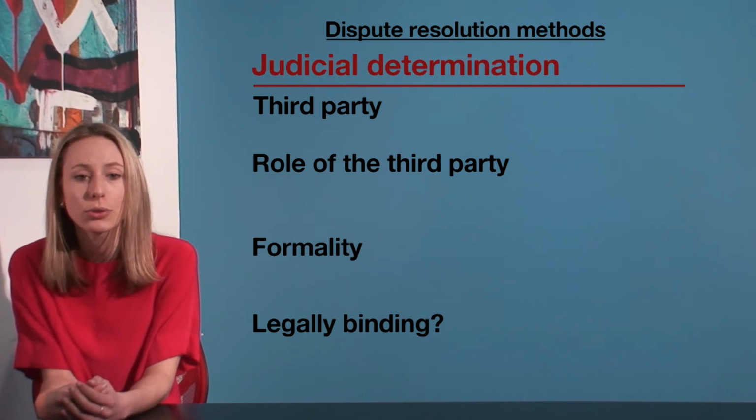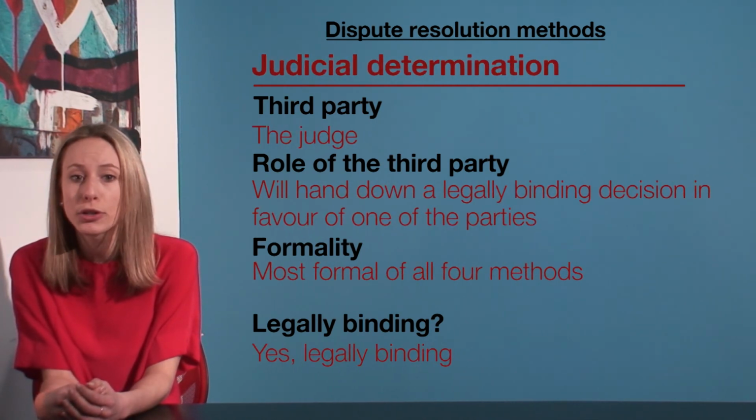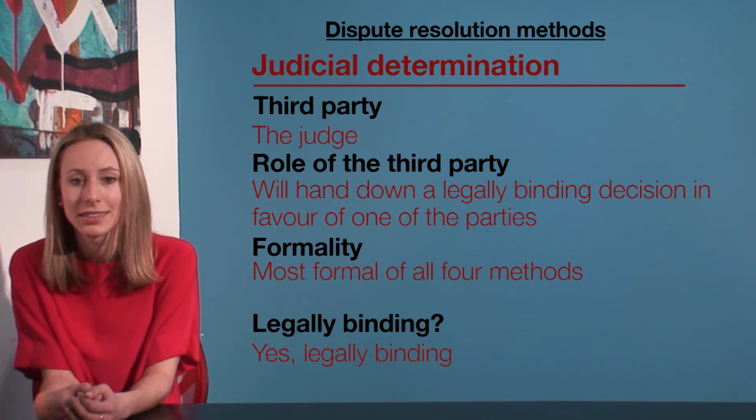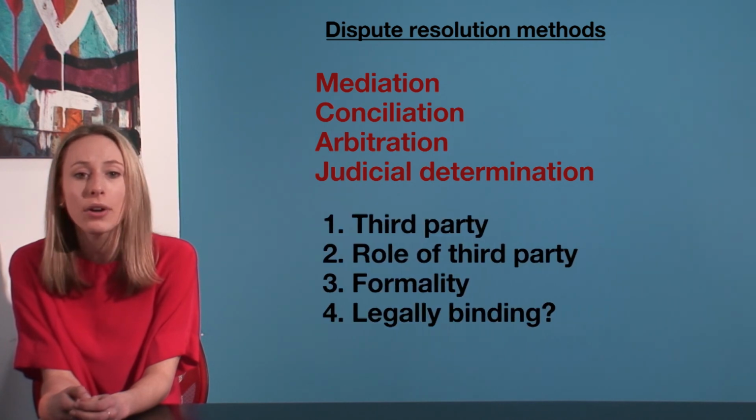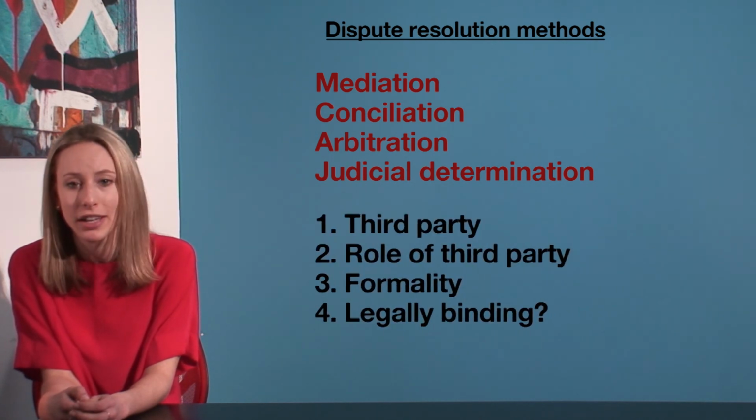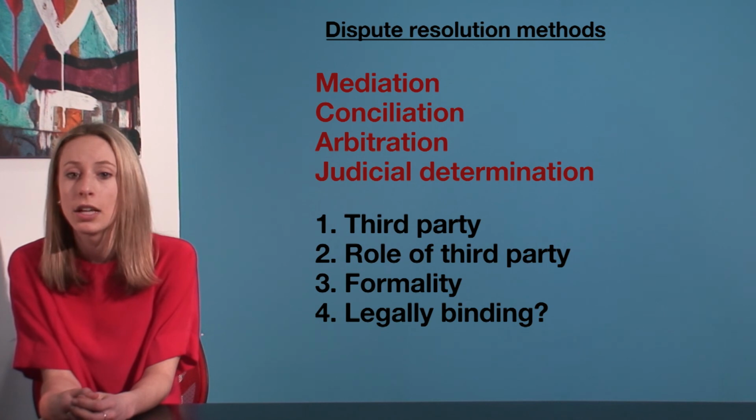Fourth, there's judicial determination. This is the most formal of all 4 methods. A third party, the judge, will hand down a legally binding decision in favour of one of the parties. So there you go. Those are the 4 methods and the 4 characteristics that distinguish them from each other. I know it's a lot of content, but you really need to memorise all of that information.